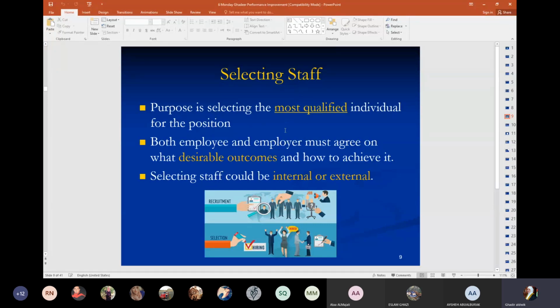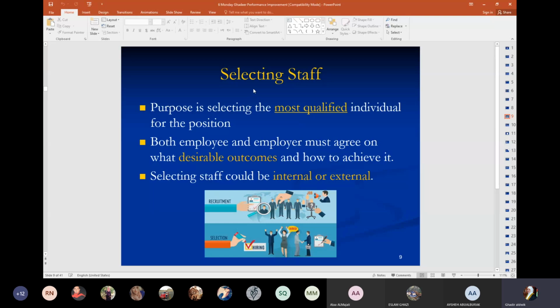For example, when I announce a job opportunity in the hospital as registered nurse or practical nurse, the number of suggested employees will be, for example, 10, and I have to select only 2 or 3 of them. So I have to check the most qualified individual from the nominees who will attend the interview. How will that occur?